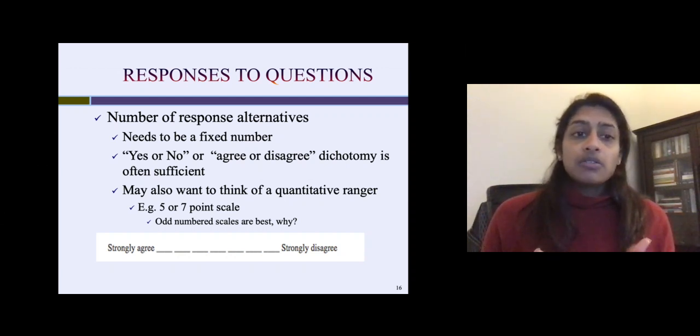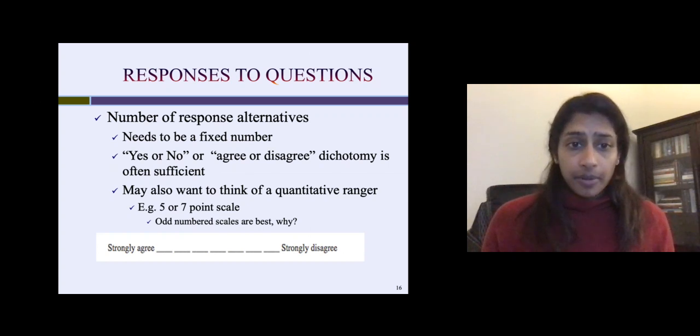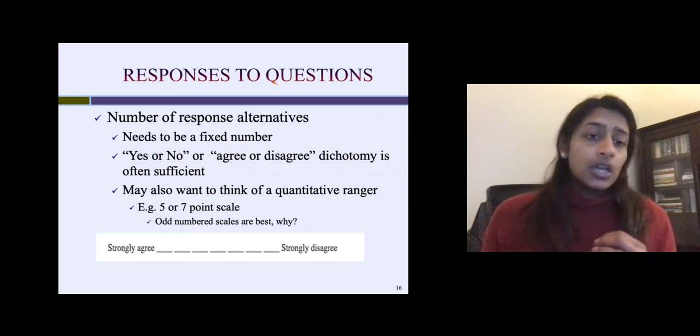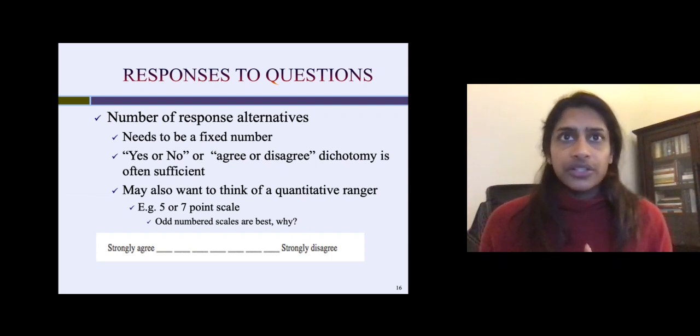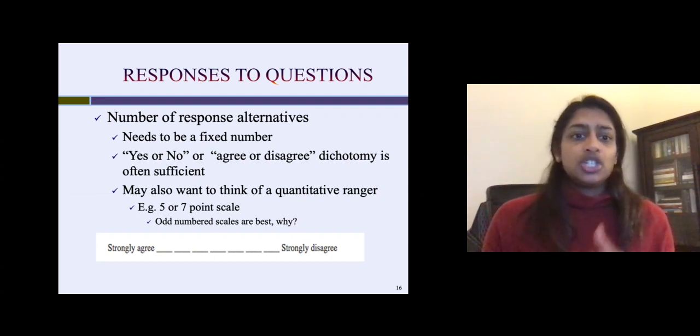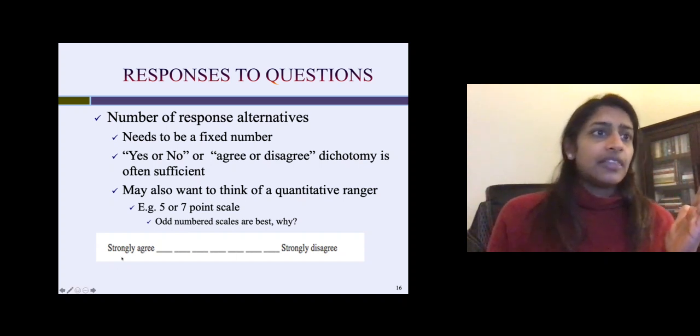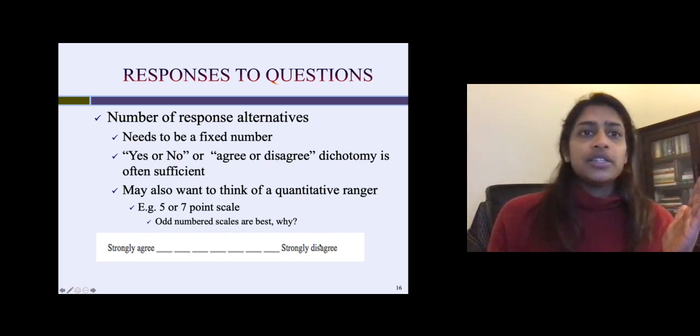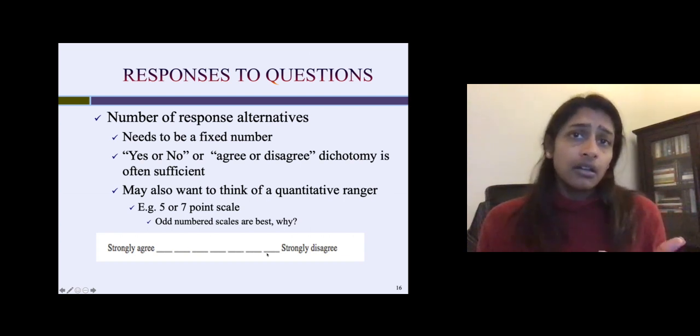So thinking about the number of responses, it needs to be a fixed number. We should have yes or no. Are you going to use yes or no? Are you going to use agree or disagree? Is just having something like this, where you have strongly agree and strongly disagree and then let people fill in the blanks over here, good enough?